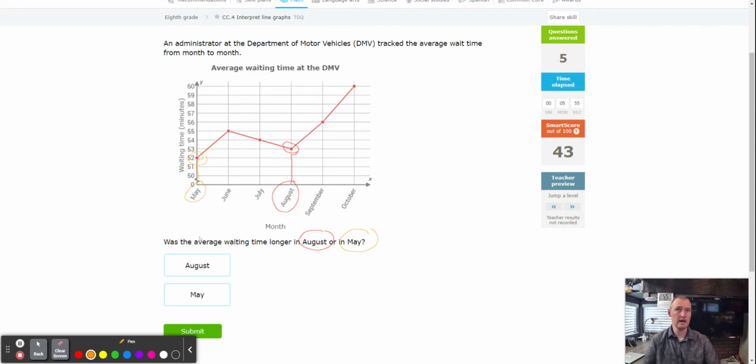Now it's asking, was the average waiting time longer in August or May? So the question is, what month were you waiting the longest? Therefore, pick the highest number. If you take a look at May, we have 52. And going over to August, we need to go over to our y-axis. August is 53. So actually, in August, you waited an extra minute. So August had a longer waiting time by 1 minute.